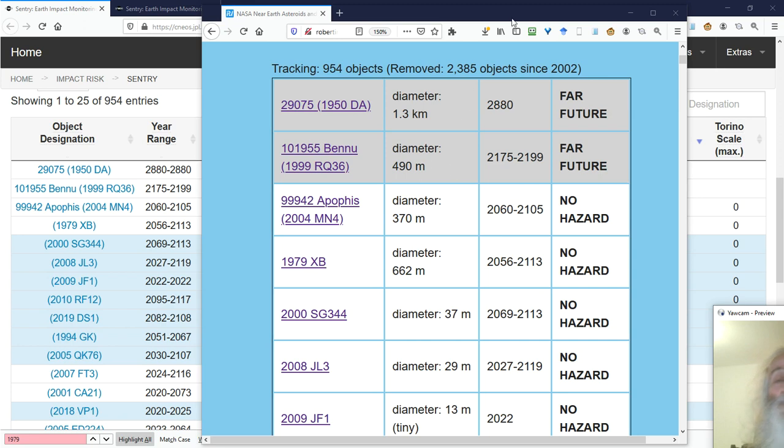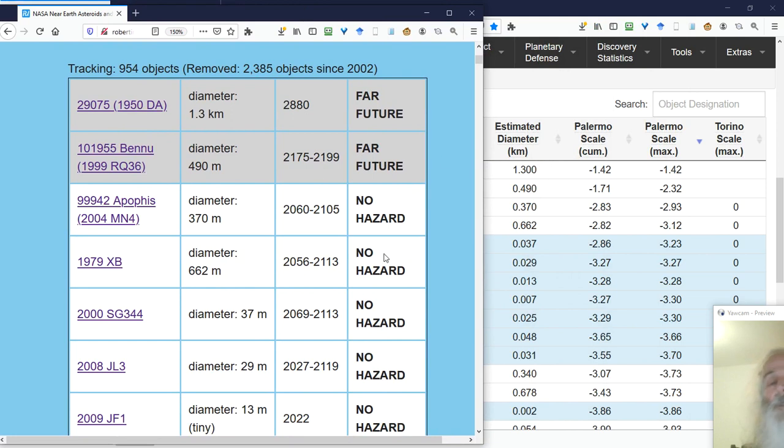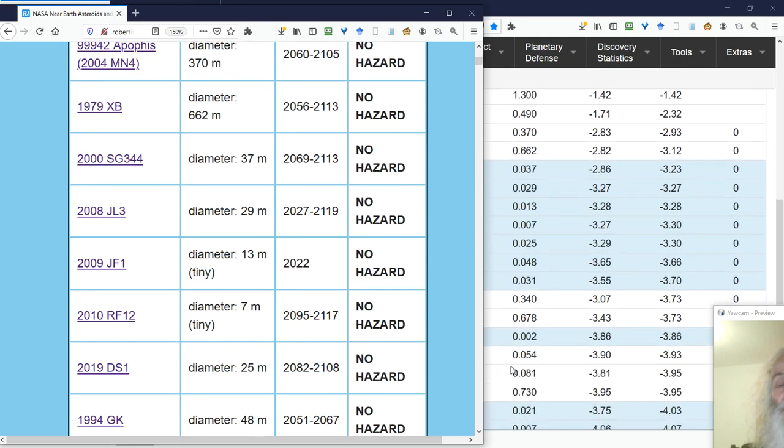Then you have the diameter, and that's the only other thing. All these other numbers, I leave them out, because they're not really needed by most people. So there's the diameter, 1.3 kilometers, 0.49 kilometers, which means the same as 490 meters. I think most people would find that easier to read, especially when you get to really small ones. This one is 0.002, that's just 2 meters. That's just 7 meters, 0.007. So 7 meters is really tiny, and I put the word tiny after it. This is just going to burn up in the atmosphere as a fireball.